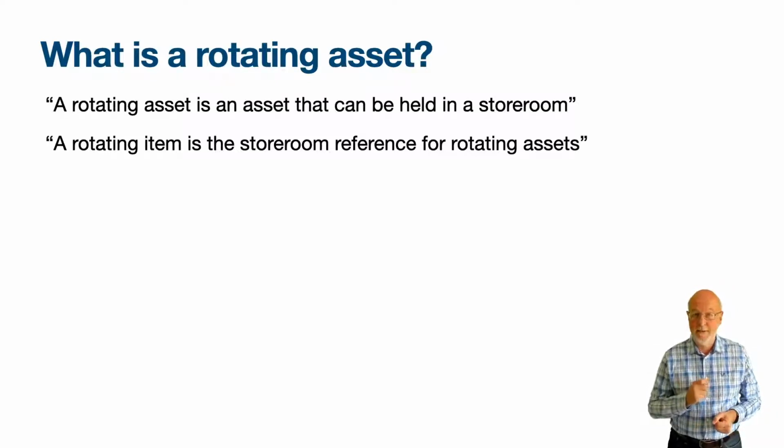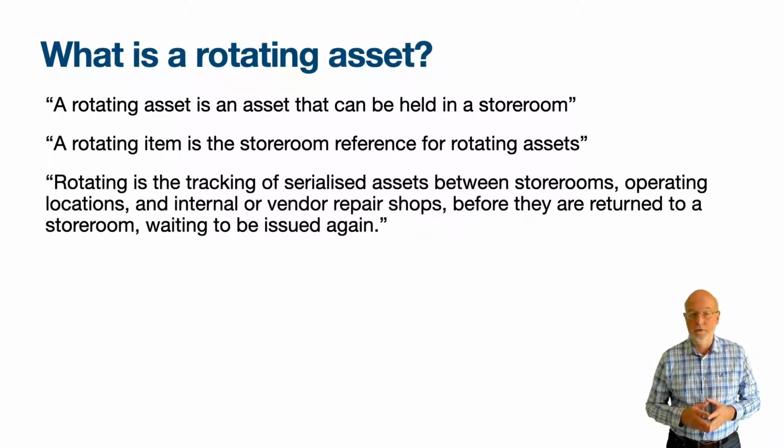Well, first, it has nothing to do with a part of the asset making a rotational movement, like an impeller on a pump. A rotating item is an inventory item with a current balance where the instances of the item are tracked individually as serialized assets, a rotating asset. The term rotating is used because you are tracking the serialized assets from the storeroom to an operating location, then to a repair shop and back to the storeroom ready to be issued again. Rotating stock. It is issued and eventually returned to be issued again.